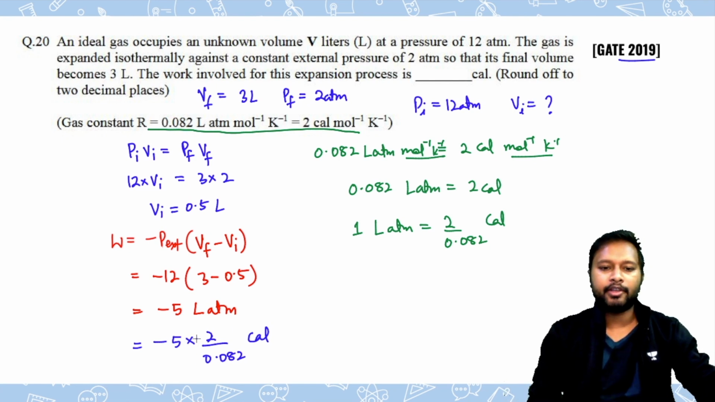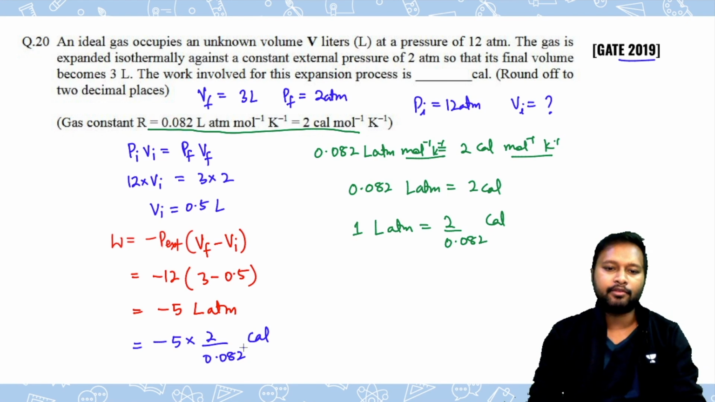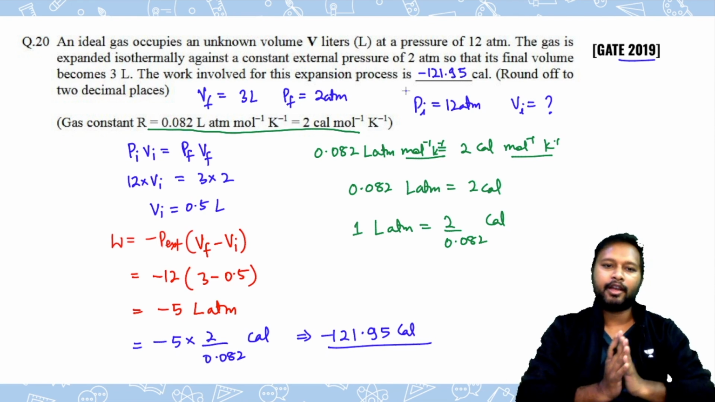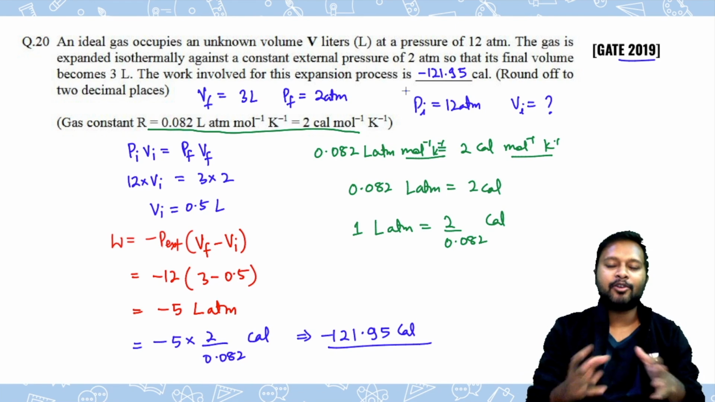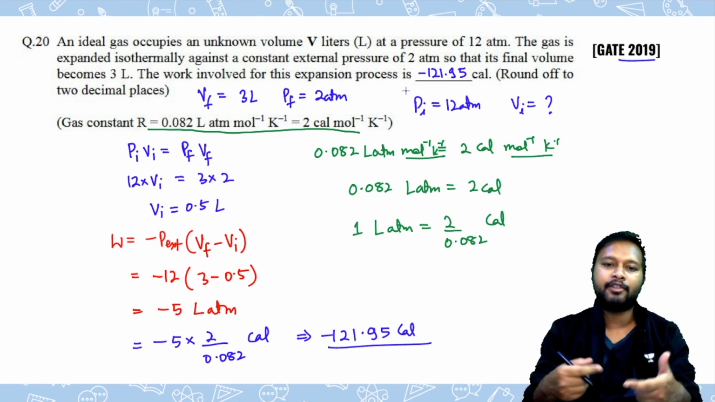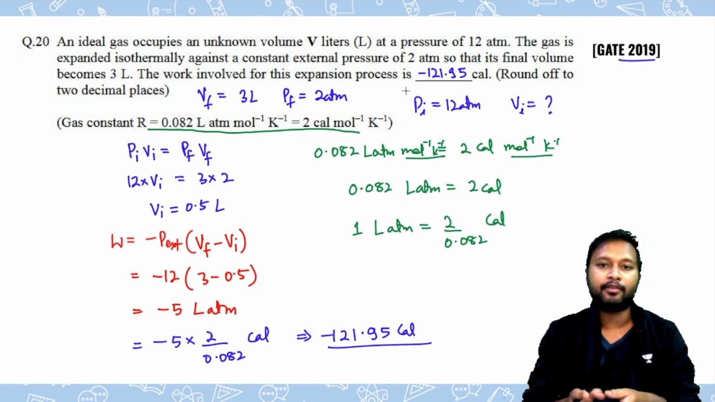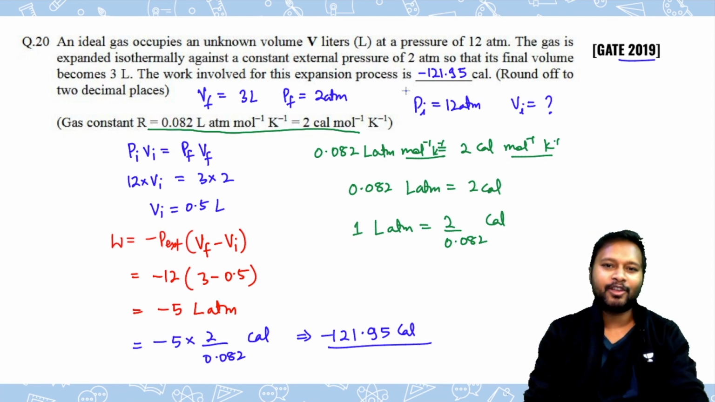Now perform your calculation, use your calculator, and the final answer which you will get will be minus 121.95 calories. This is going to be the final answer for this particular question. So see how simple this was. You just have to be very careful with the units. These are some of the questions where unit conversion is required, and that's what makes GATE questions different from your CSIR NET. Alright, let's go for the next one then.